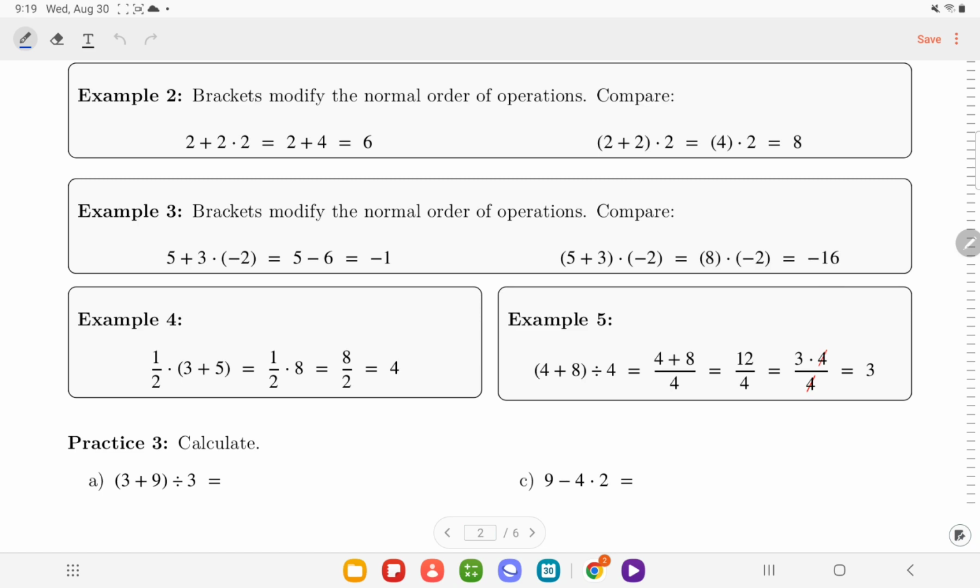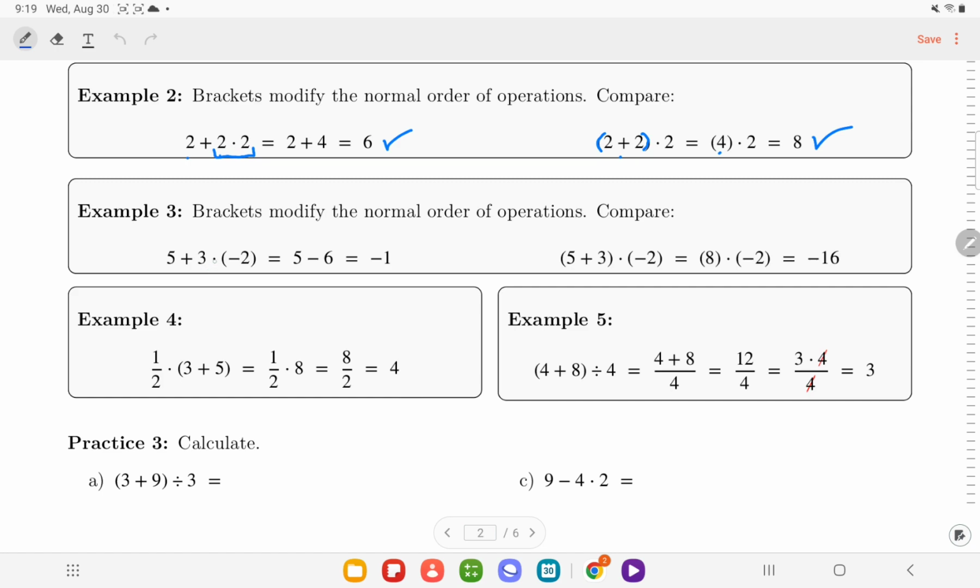Now let's see how adding brackets can completely change the result. Here we have 2 plus 2 times 2. We see that multiplication must be done before addition. So we have 2 plus 4. The result is 6. What if we put 2 plus 2 inside the brackets? We have to follow the BEDMAS and do brackets first. 2 plus 2 is 4 times 2. The result is 8.